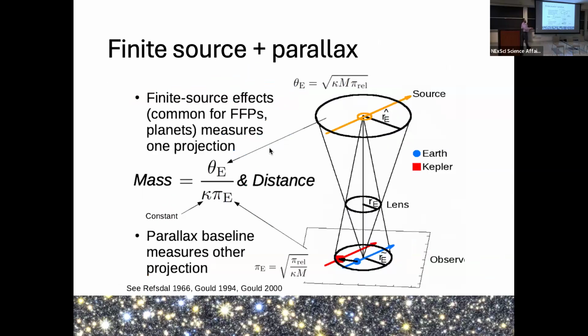Those two things, if you measure the angular Einstein radius going in one direction, that's a cone, and then the projected Einstein ring in the other direction, that's another cone. And that gives you a unique solution for the distance of the lens. And then if you know the distance, you can get to the mass as well.